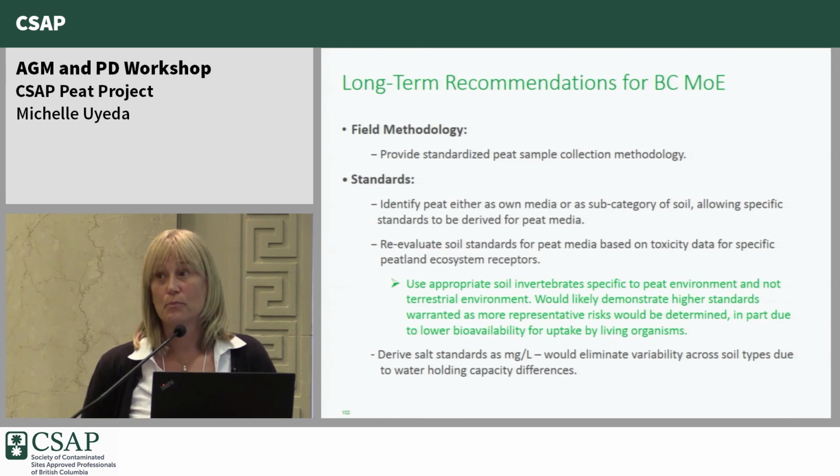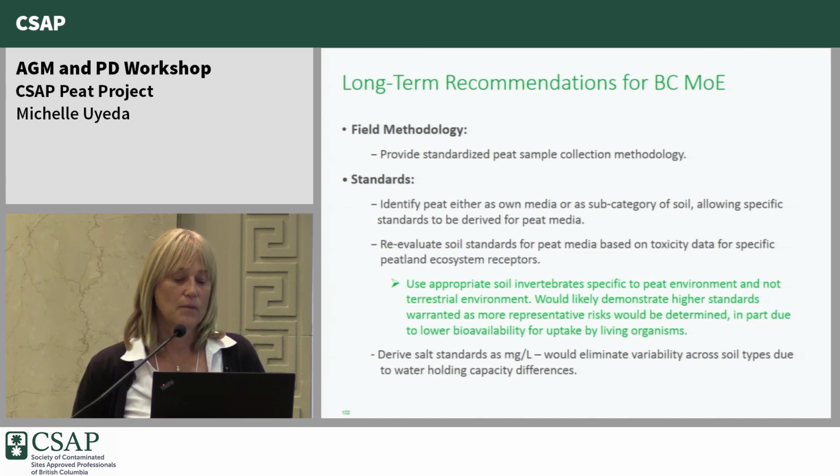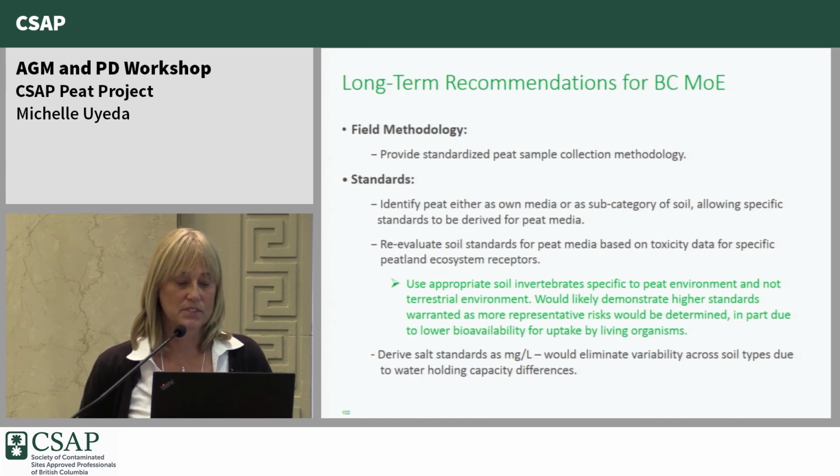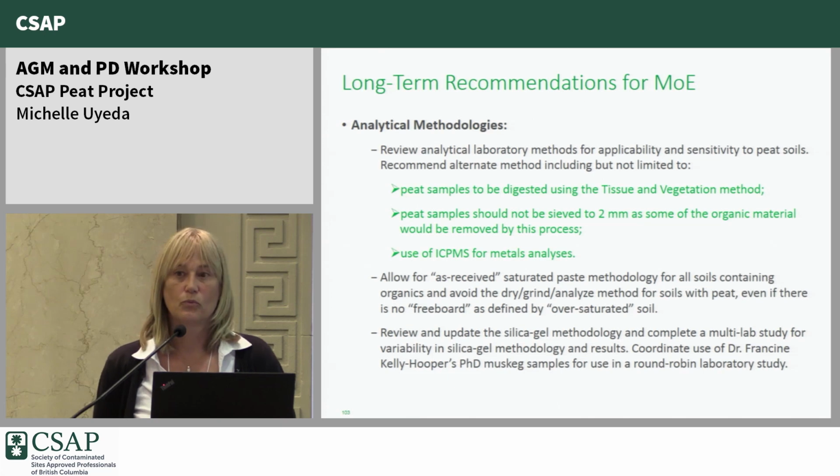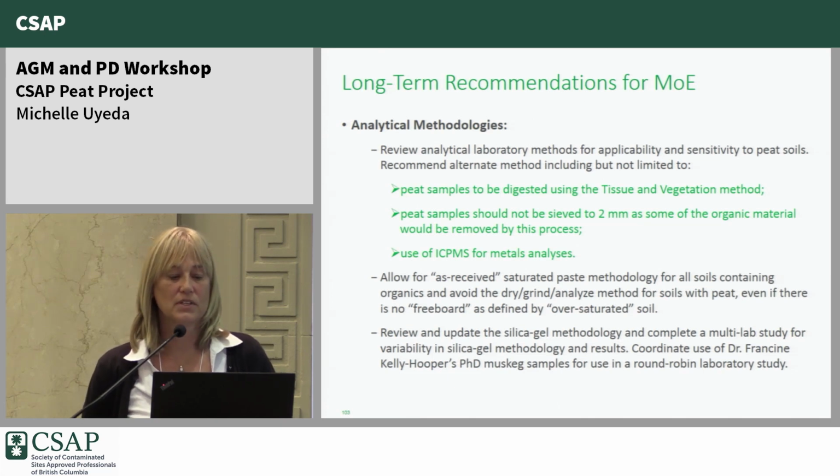Deriving salt standards as milligrams per liter rather than milligrams per kilogram, and I think we're moving towards that right now, would eliminate the variability across soil types due to water holding capacity. There's a lot of work analytically, so we recommend reviewing the analytical lab methods for peat material and looking at digesting the peat samples using the tissue and vegetation method, not sieving to 2 millimeters, because a lot of that organic material is greater than 2 millimeters, and keeping that in the analysis.